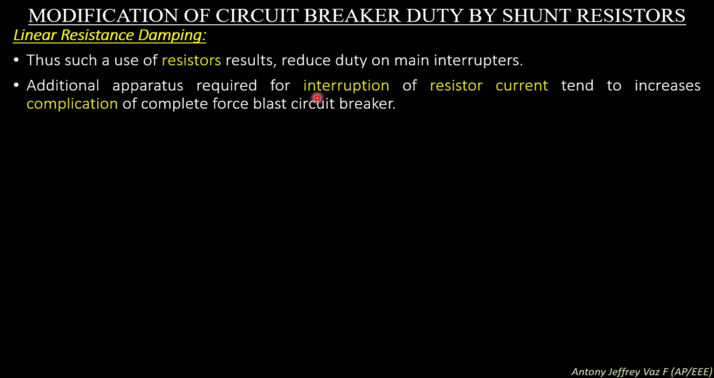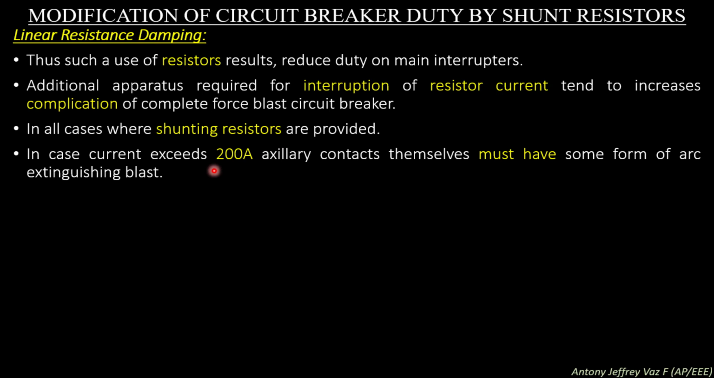Additional apparatus required for interruption of resistor current tends to increase the complication of the complete air blast circuit breaker. So while adding a resistance across the contacts of the circuit breaker to extinguish the arc current, additional complications are present in an air blast circuit breaker. In all circuit breakers where a shunting resistor is provided, there will be additional apparatus or interrupter design needed, where the resistor current needs to be interrupted as well as the arc current. So extra cost and extra complication in the circuit are present in air blast circuit breakers when employed with resistance breaking.